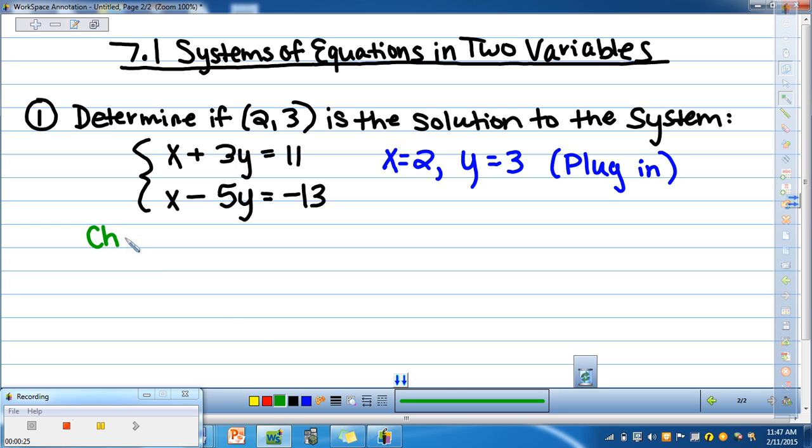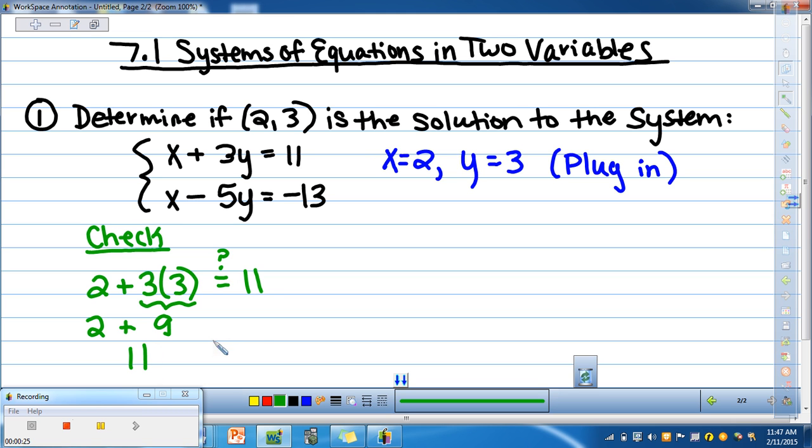Checking the first equation, we're going to plug in 2 for x, and then we're going to plug in 3 for y. And I'm going to put a question mark above my equal sign because we're checking to see if it is true. Following order of operations on the left, we get 9, and then add 2 on the end, and it does equal 11.